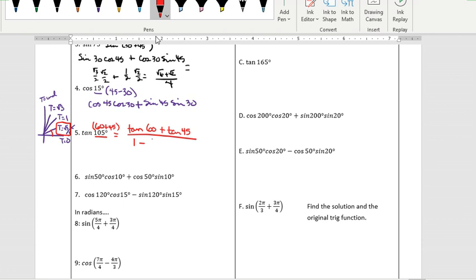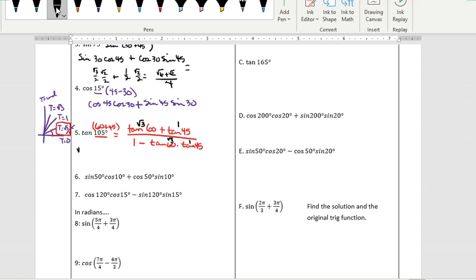1 minus tangent 60 times tangent 45. Now, what I'm going to do is just replace all of these values. I can tell you that tangent of 60 is the square root of 3. I can tell you that the tangent of 45 is 1. So this one's square root of 3, this one's 1.